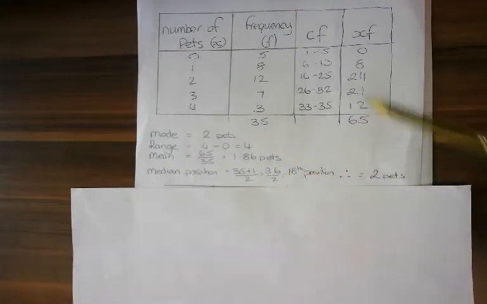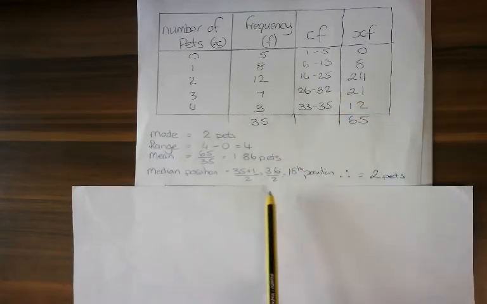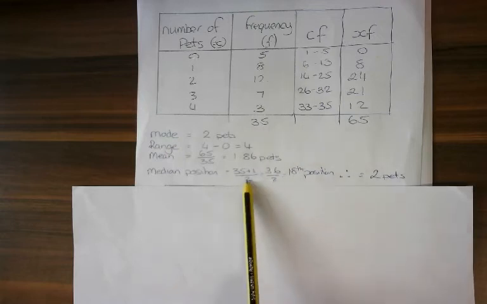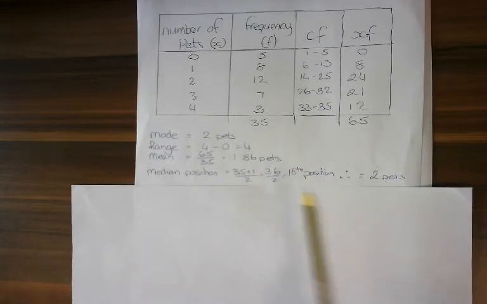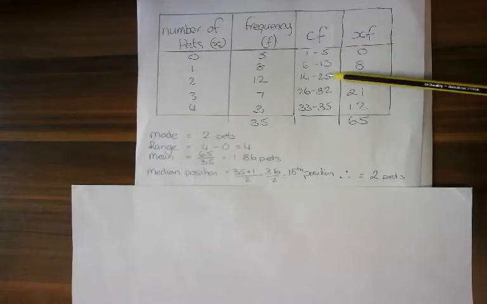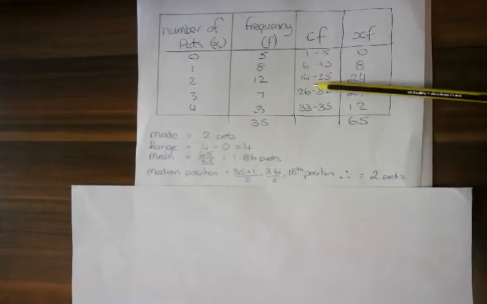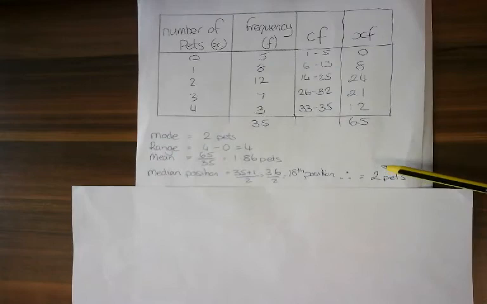And then the median, we've created this cumulative frequency, and we then try to find out the position of the median by doing total frequency plus 1 divided by 2, which tells me the median sits in the 18th position. Looking down here, the 18th position fits within these two numbers, which represents 2 pets.